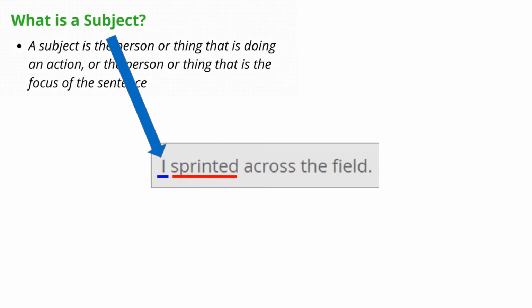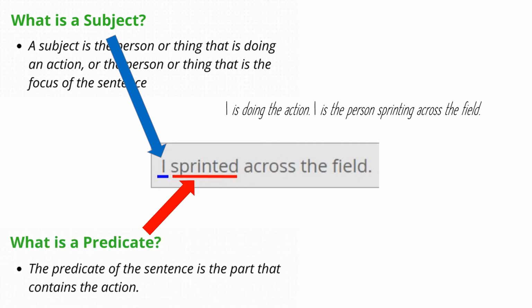So let's break this down and use our steps for success for analyzing the sentence to figure out if they use the correct pronoun. The pronoun for our sentence is that first word, I. First, we're going to identify our subject. I is our subject because it is doing the action. So I is doing the action. I is a person who is sprinting across the field.